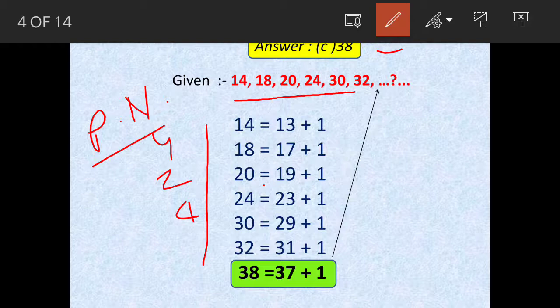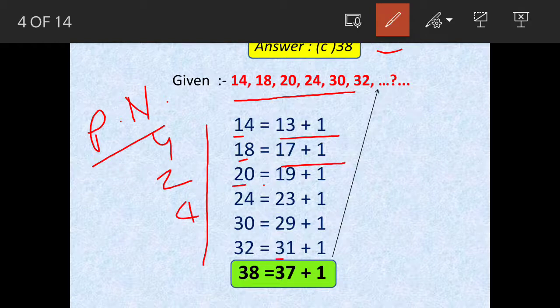If you see the term 14, this has been arrived at by adding 1 to 13. 13 is a prime number. The next prime number after 13 is 17. So when you add 17 and 1, you get 18. So every time we move on to the next prime number and add 1, we get the term. The next prime number is 19, so the term is 20. After 19, the next prime number is 23. So you add 1, 24.